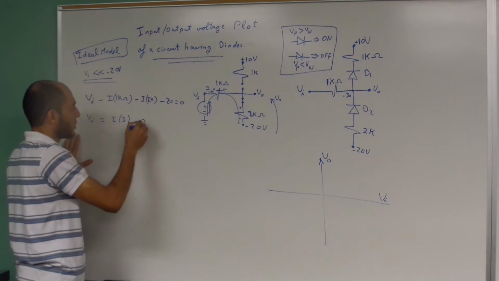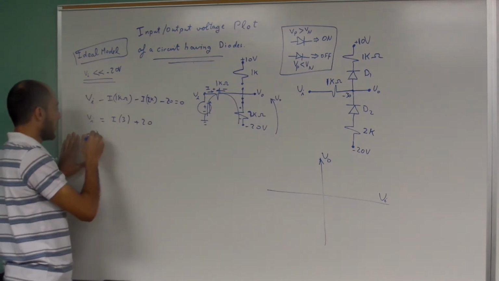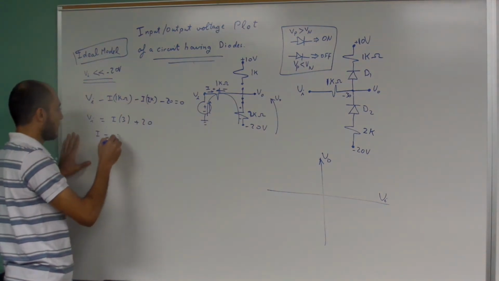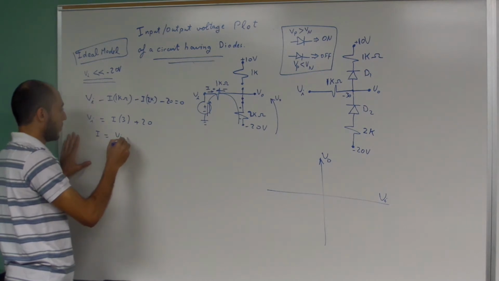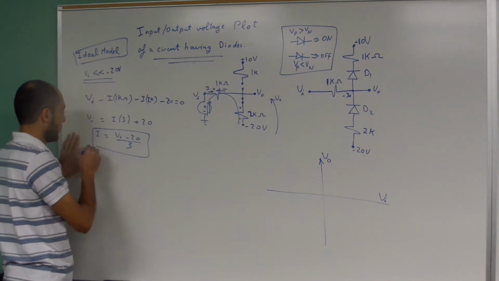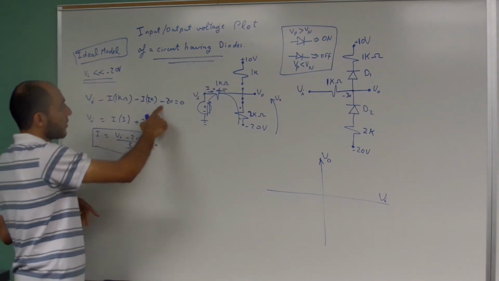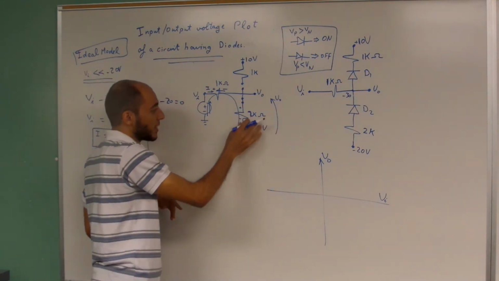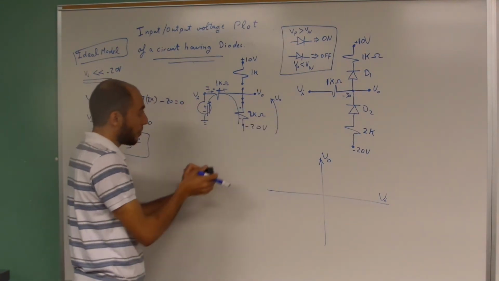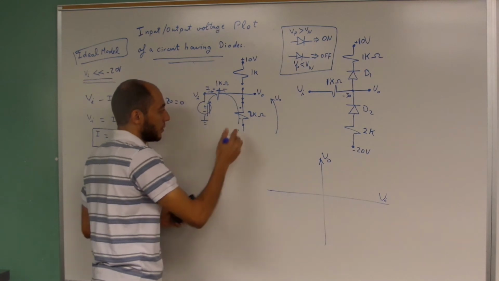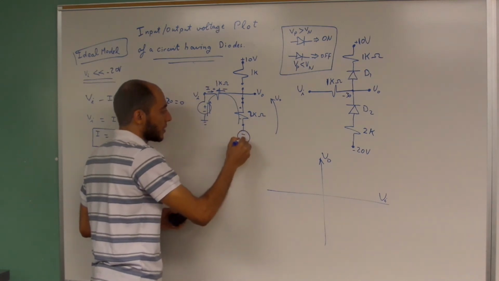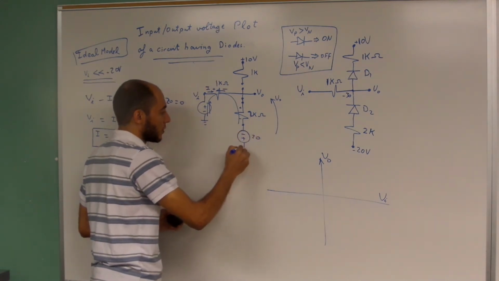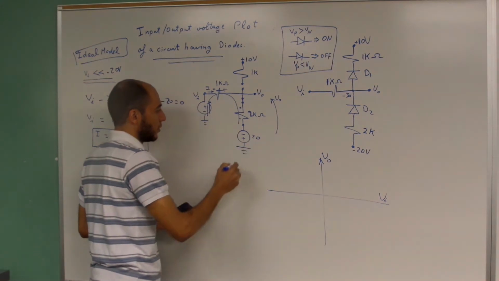Plus 20. So I equals V input minus 20 over 3. Why did I consider this as minus 20? Because I could replace this negative 20 volts by a battery here, minus plus 20 volts.